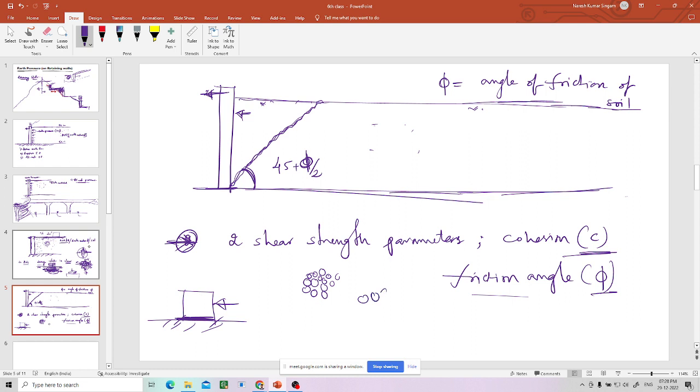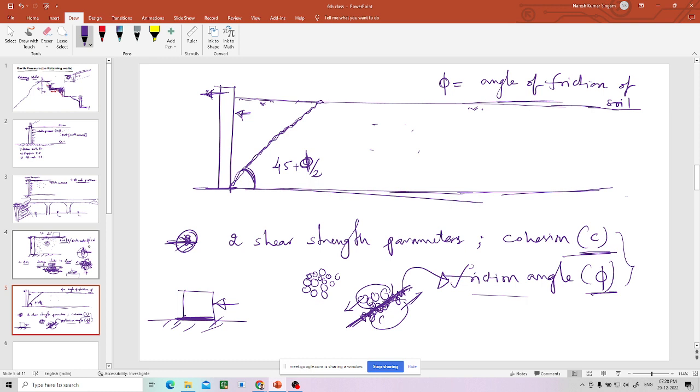So that's how, if you take soil, if the soil particles are moving in different directions, the friction between these soil particles is denoted by friction angle. If it has more friction angle, it has more frictional resistance, and finally it has more shear strength. So that's how you describe the shear strength by using these two parameters, cohesion and friction angle.